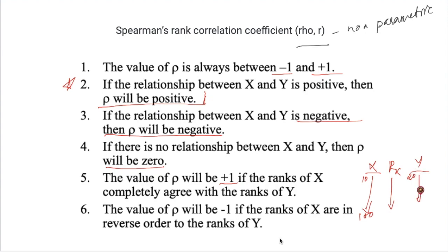So you could see that there is a change, a change which is positive in the case of x as well as in the case of y, and that will be reflected in the ranks of x and ranks of y. So if you take the relationship between rank of x and rank of y, we could see there is a very close relationship between them. The last point: the value of rho will be -1 if the ranks of x are in reverse order of the ranks of y. If rank of x is moving in one direction and rank of y is moving just the opposite, we'll have a negative correlation.